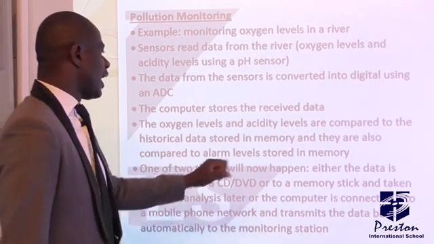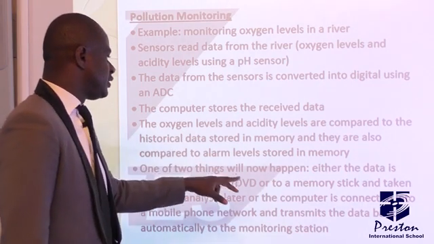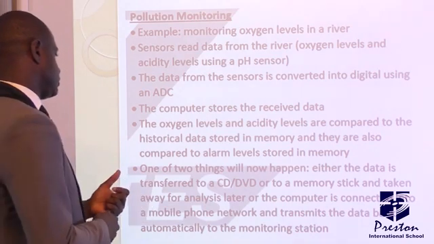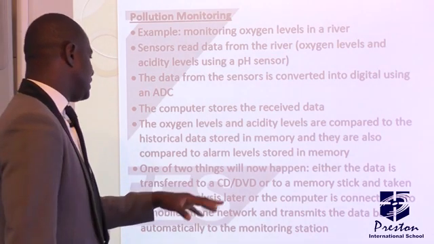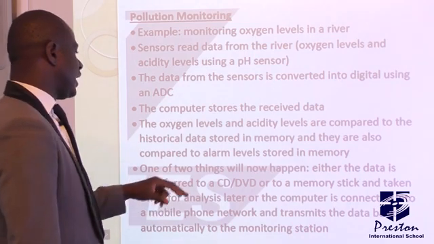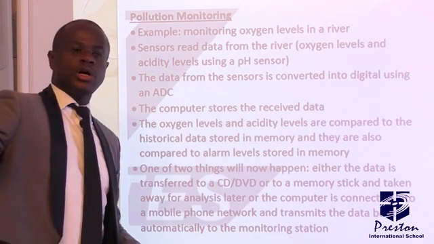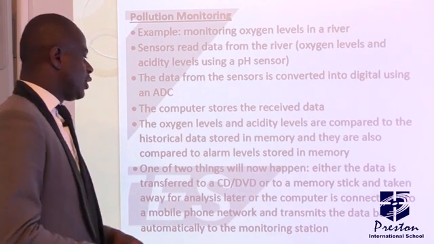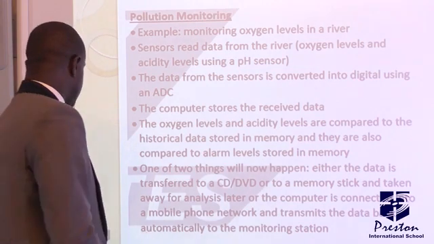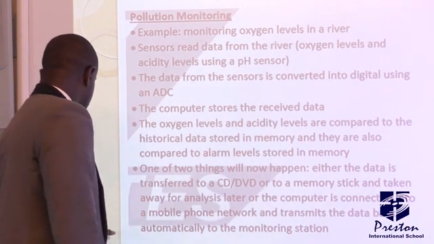One of two things will happen. Either the data is transferred onto a CD or DVD or to a memory stick, stored away for later analysis, or it's connected to a mobile phone and transmitted to a control center, which we can say is the monitoring station. So that's how pollution is measured or monitored.